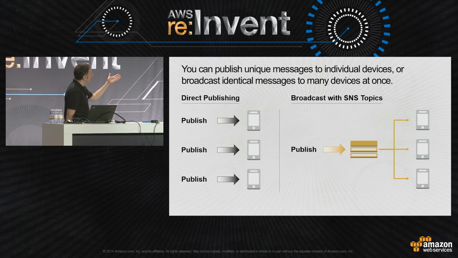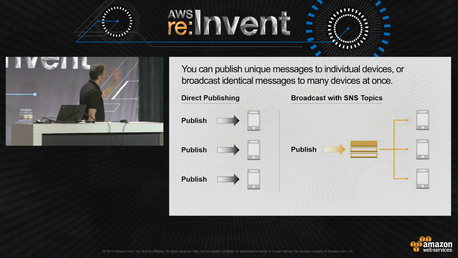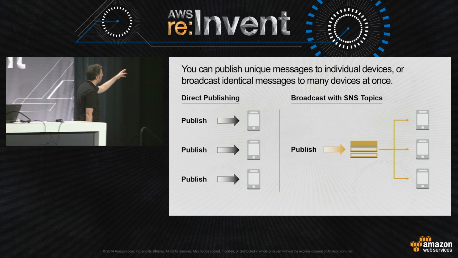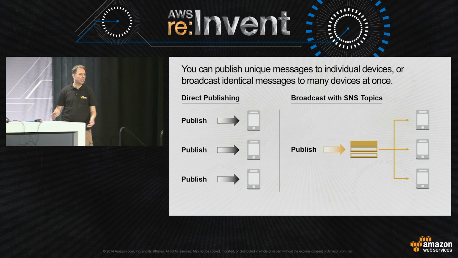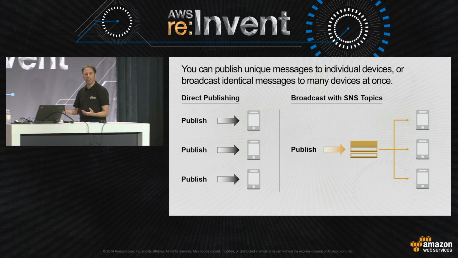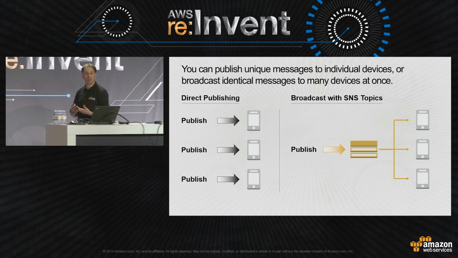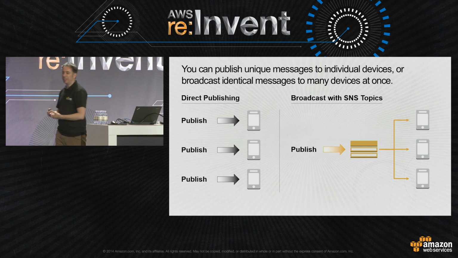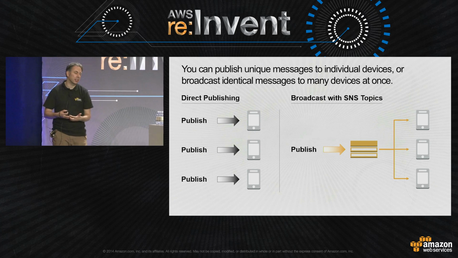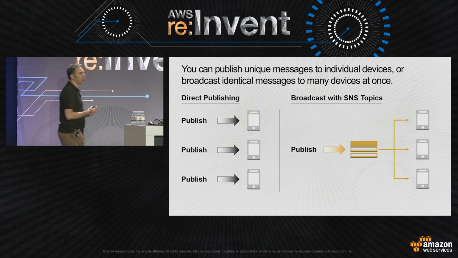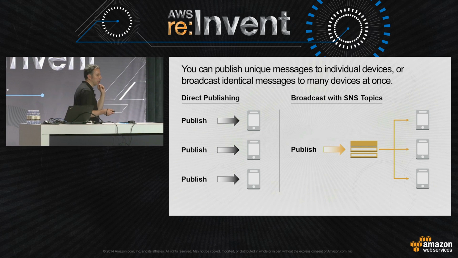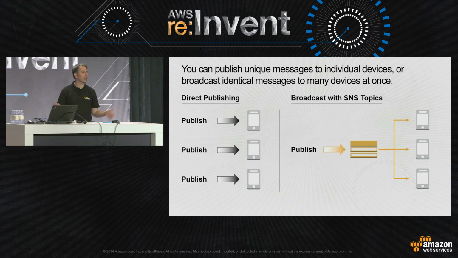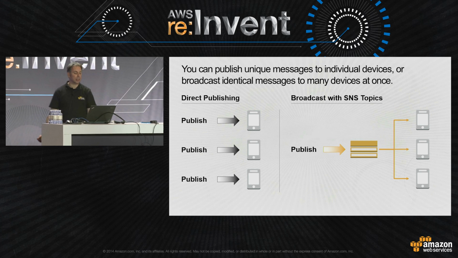And then you can do direct publishing, so go direct to send an SNS message to an endpoint, or broadcast using topics. So topics is like a list of endpoints where these endpoints can subscribe. Now the limit is very high, so it's virtually unlimited, the number of devices that can subscribe to a topic.